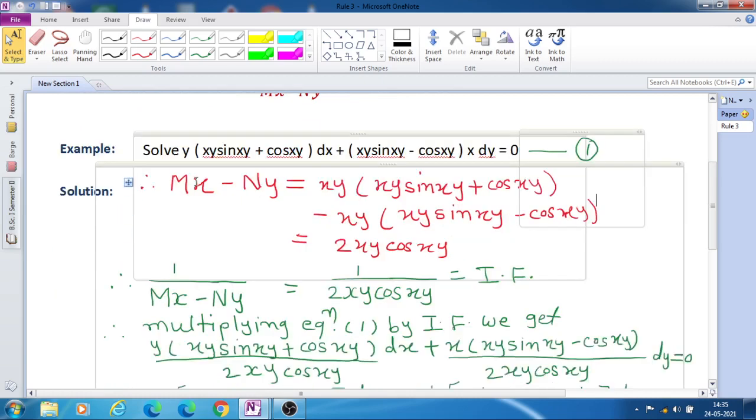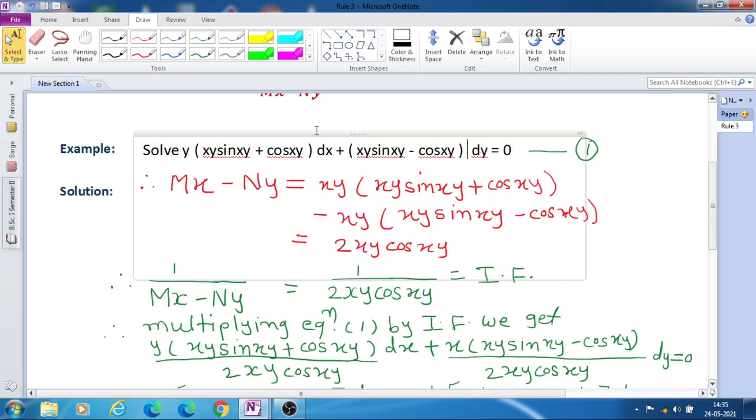Solve y into (xy sin xy plus cos xy) dx plus x into (xy sin xy minus cos xy) dy is equal to 0.